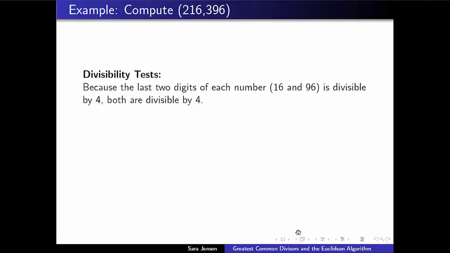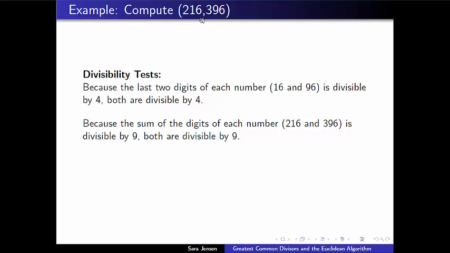I could use divisibility tests. There's a divisibility test for 4. If the last 2 digits of a number is divisible by 4, then the number itself is divisible by 4. So I could create a simpler problem by just looking at 16 and 96, which are the last 2 digits of these numbers. And I could say, sure, each of these numbers is divisible by 4. So certainly both numbers are divisible by 4.